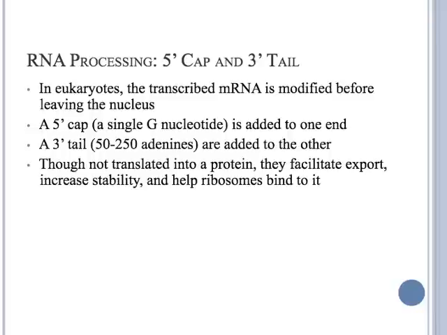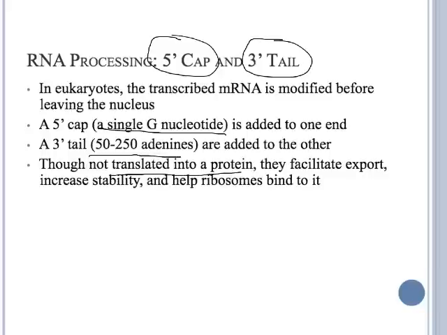The first thing that happens when it's being processed is I add a cap to the 5' end of the RNA, and this cap is actually just a single G nucleotide. I also add what we call a tail to the 3' end. Basically, we add between 50 and 250 adenines, A's, to the 3' end of the RNA. These parts are not actually made into a protein, but they help the RNA leave the nucleus properly, they make it more stable, and they help the ribosome bind to it. They're similar to those chemical addresses that the Golgi added to the protein during protein production. They make it more stable, and they help it get to where it needs to go.